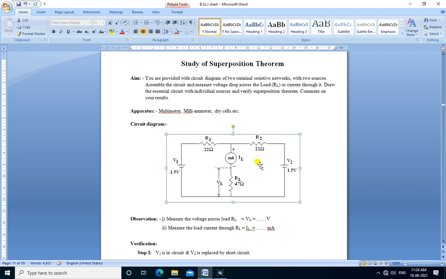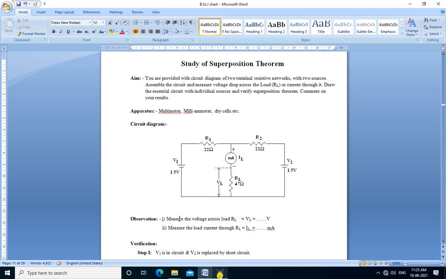So the circuit diagram of a resistive network is given here. It consists of two resistors R1 and R2, two sources V1 and V2, and a load resistor RL. So we have to measure the two observations here. First is measure the voltage across load RL, that is VL. We measure the voltage across this load using the voltmeter, and second one is measure the load current through RL, that is IL. We measure the current through the load RL using this milliammeter.